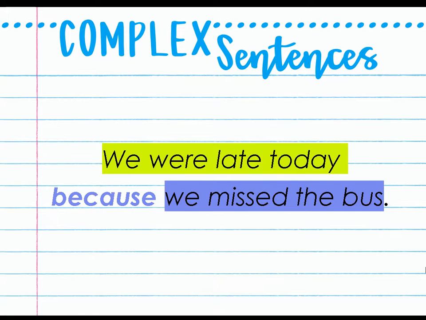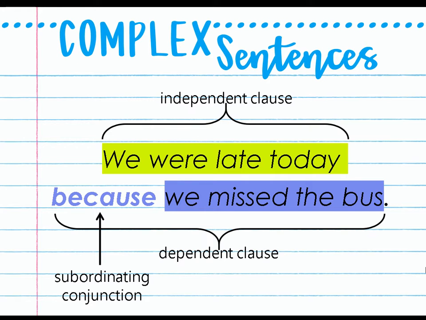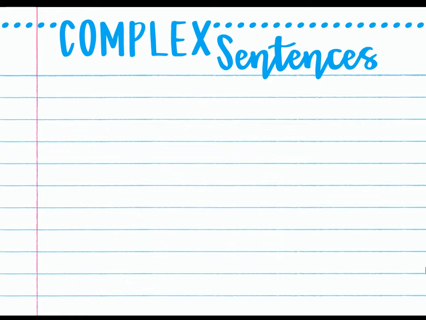Now I can combine those together, and I can say, we were late today because we missed the bus. We were late today is our independent clause. Because is our subordinating conjunction. And when we add that to we missed the bus, because we missed the bus becomes our dependent clause.